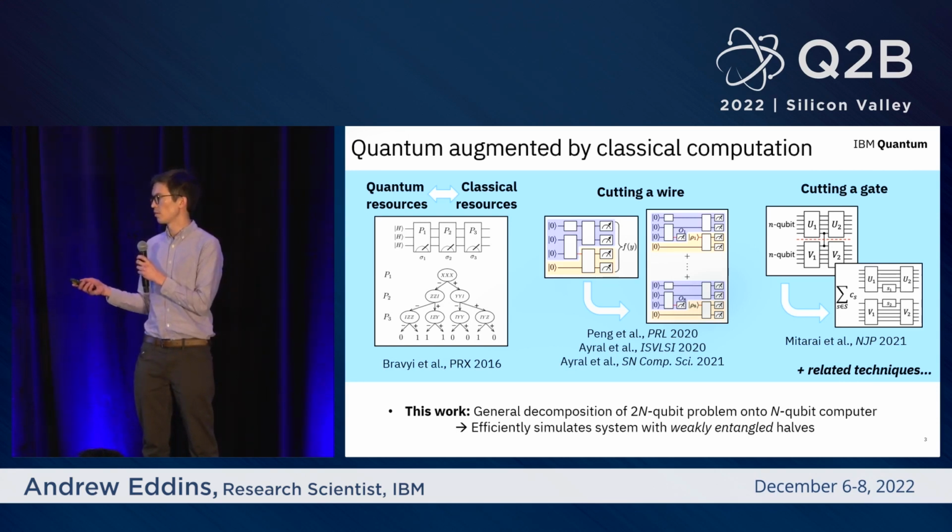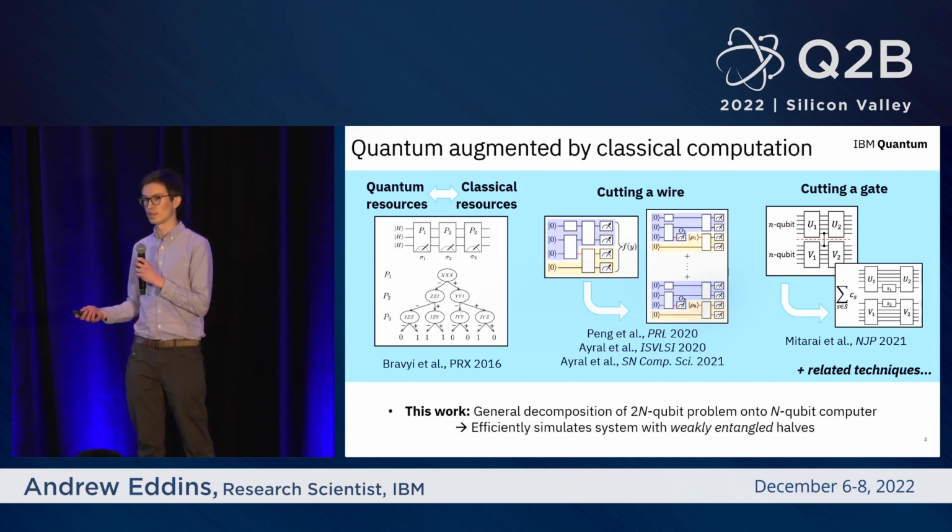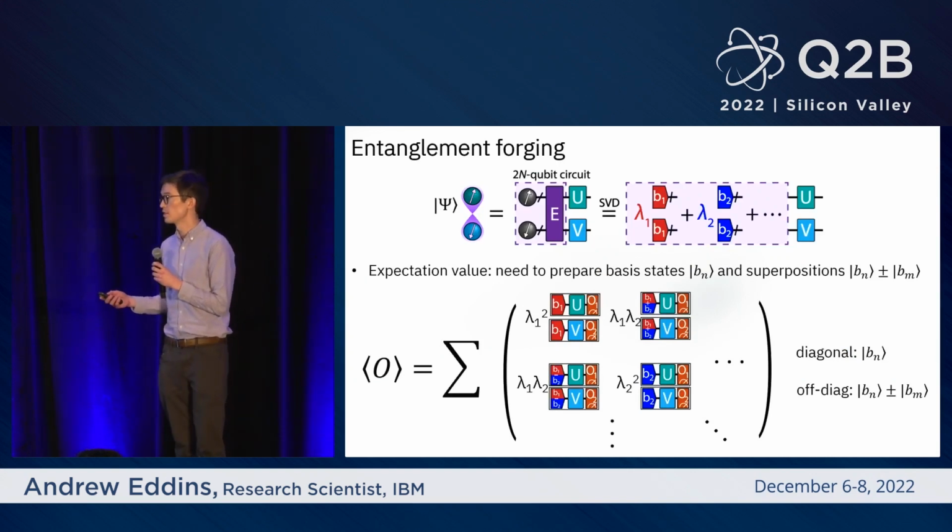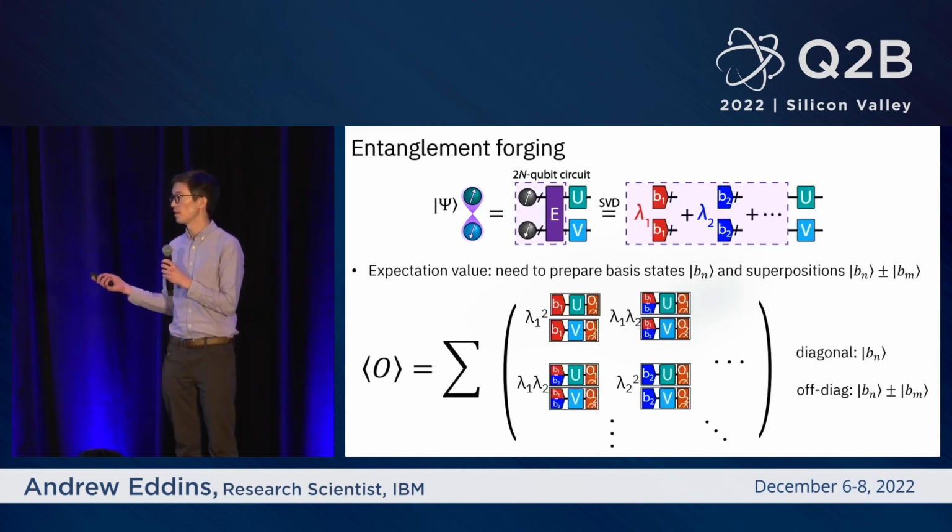In the current work, I'll be discussing a general decomposition of a 2n qubit problem onto an n qubit computer, where this process can be done efficiently, provided the two halves are sufficiently weakly entangled. This slide has a quick crash course in the method. I'll refer you to the paper for more details, or you can ask me after.